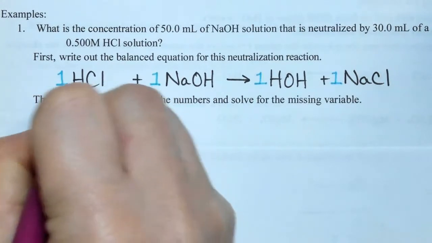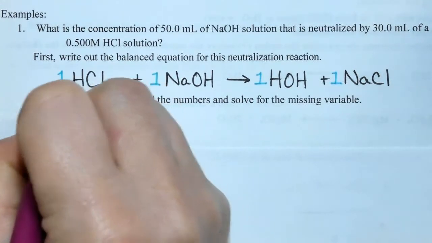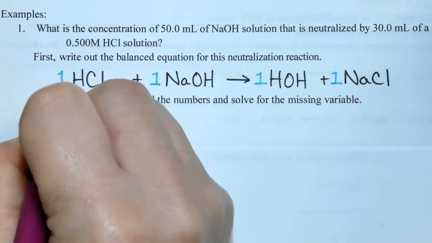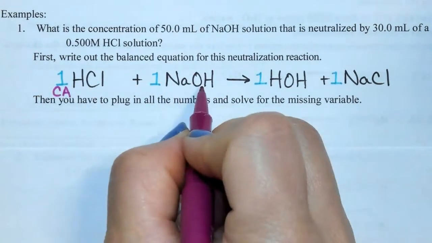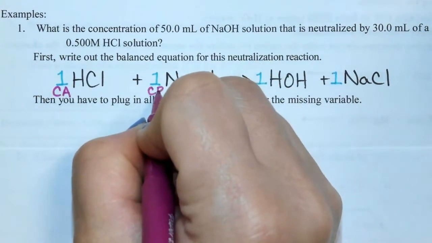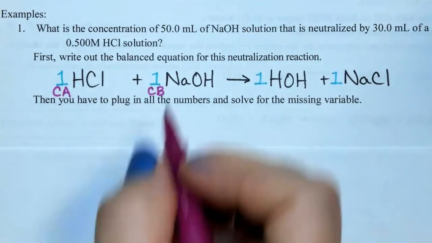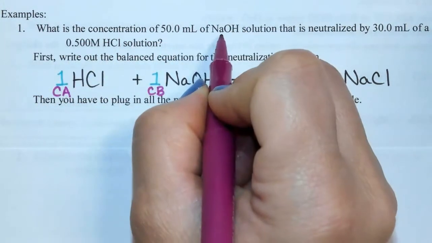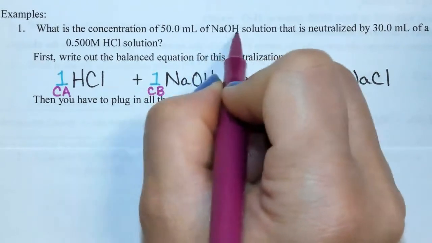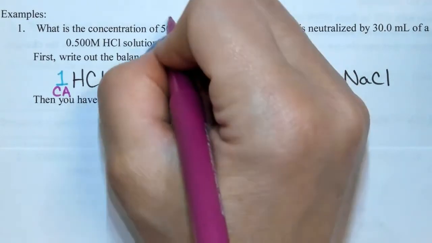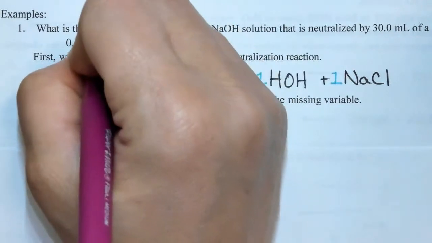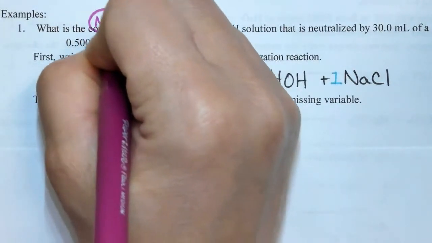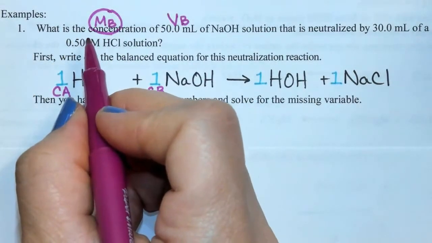This value here, this is the acid, and so that makes this number the coefficient of the acid. This is our base, so this number is the coefficient of our base. It says, what is the concentration of 50 milliliters of sodium hydroxide? Sodium hydroxide is our base. That makes this the volume of the base, and what they want to know is, what is the molarity of the base? So that's what I'm solving for.